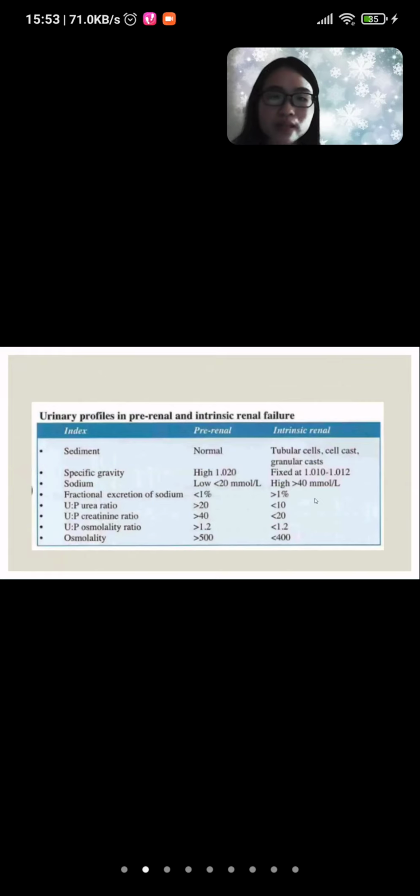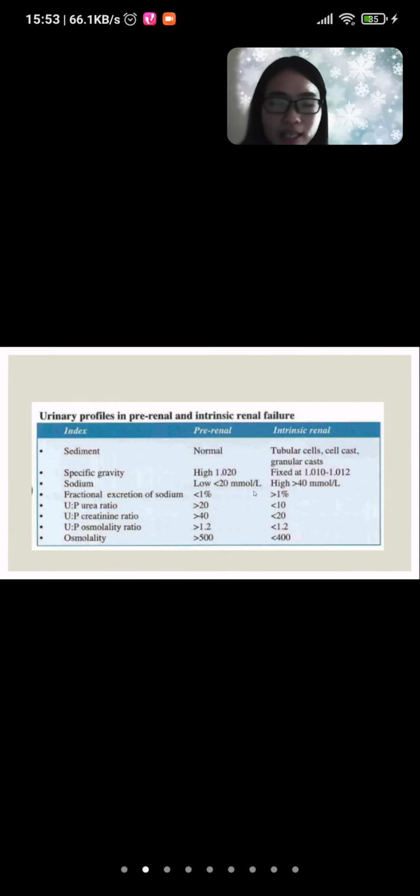So these are the differences in the urinary profile between pre-renal and intrinsic renal failure. As you can see, in pre-renal, there is no sediment. However, in intrinsic renal failure, there are tubular cell casts and also granular casts. Specific gravity is high in the pre-renal, while it's normal in the intrinsic renal. Sodium will be low in the pre-renal and will be high in the intrinsic renal failure. And the fractional excretion of sodium is less than 1% in pre-renal, while it's more than 1% in intrinsic renal failure.